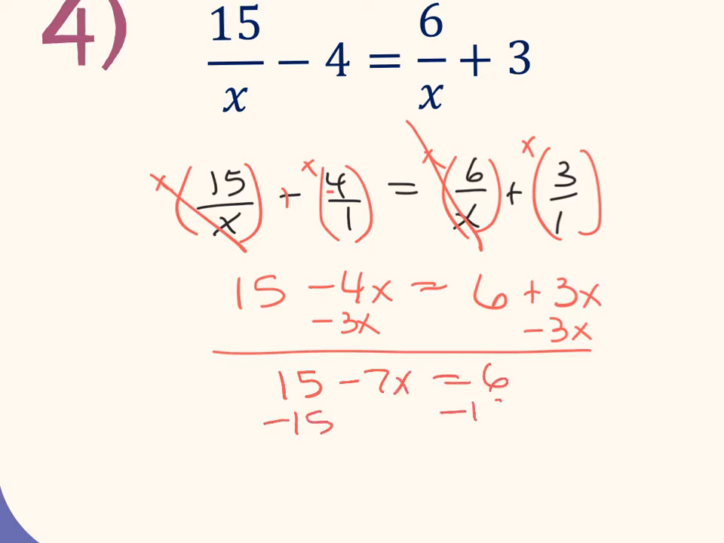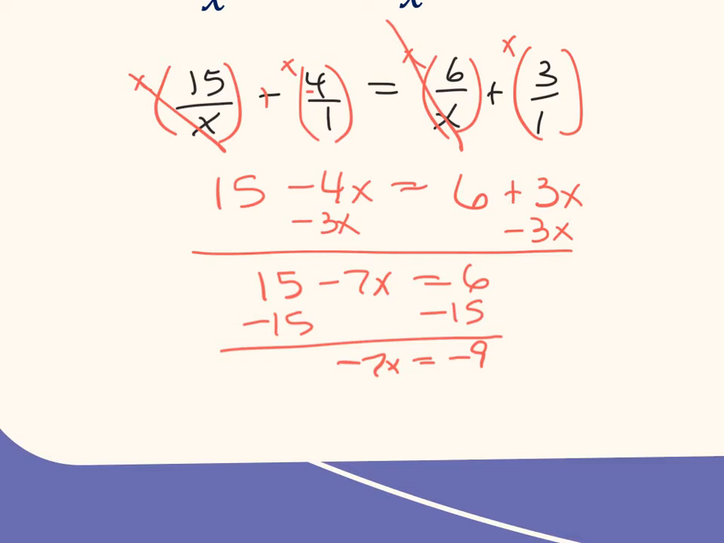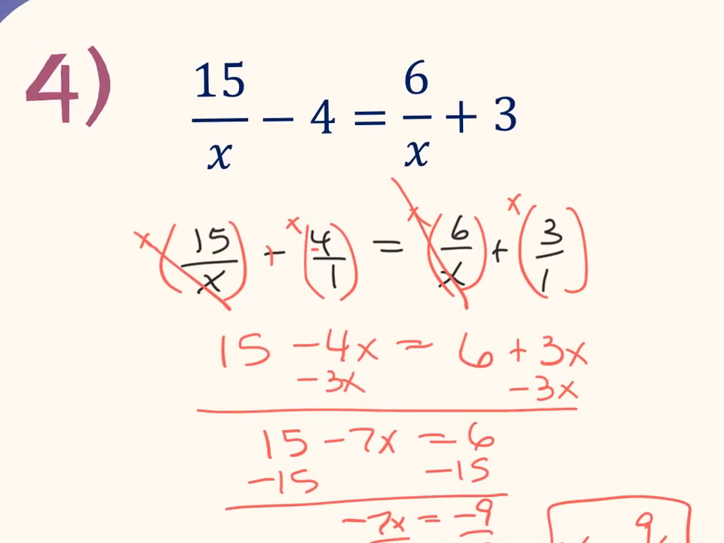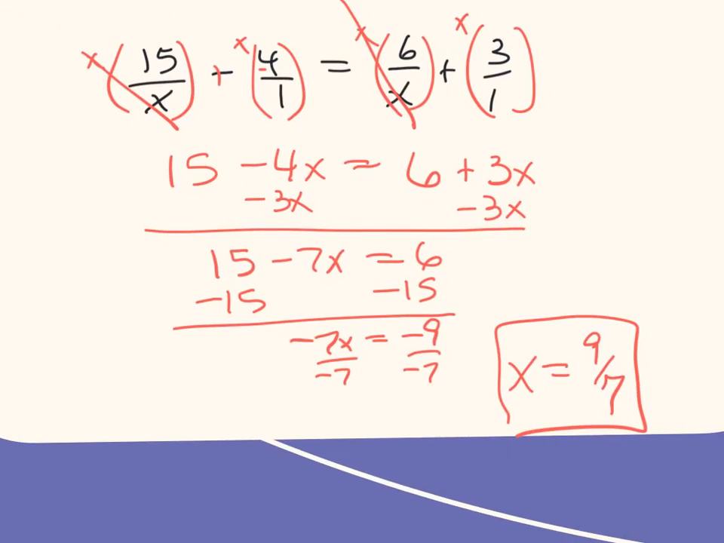Move the 15. Negative 7x equals negative 9. Divide by negative 7. Negative divided by negative is a positive. Now, because I did not get a 0 as my answer, if I were to take 9 over 7 and put it in the bottom of the fraction here, it doesn't make it a 0. It just makes it 9/7. So 9 over 7 is a good answer. It works.